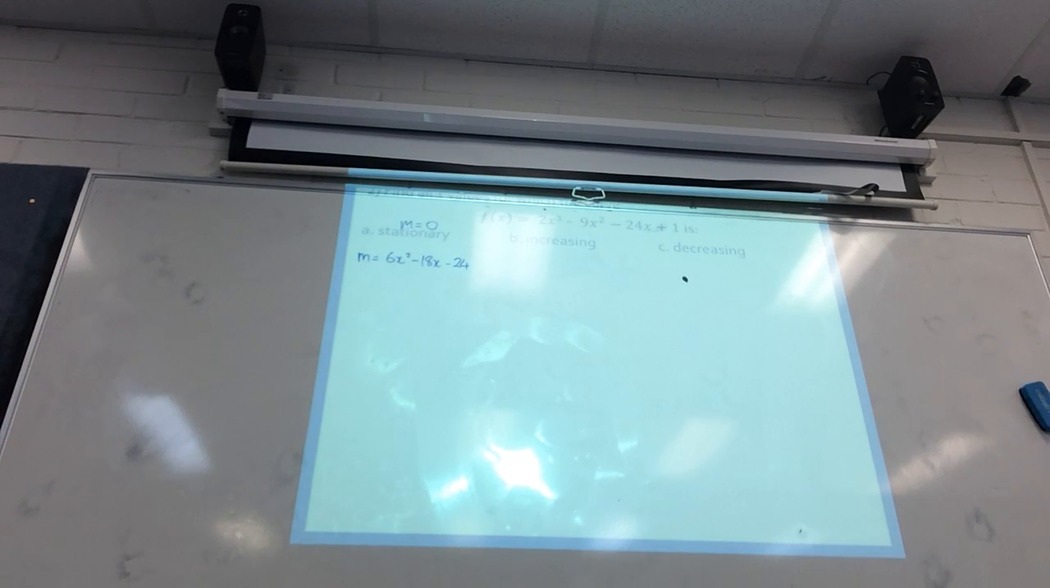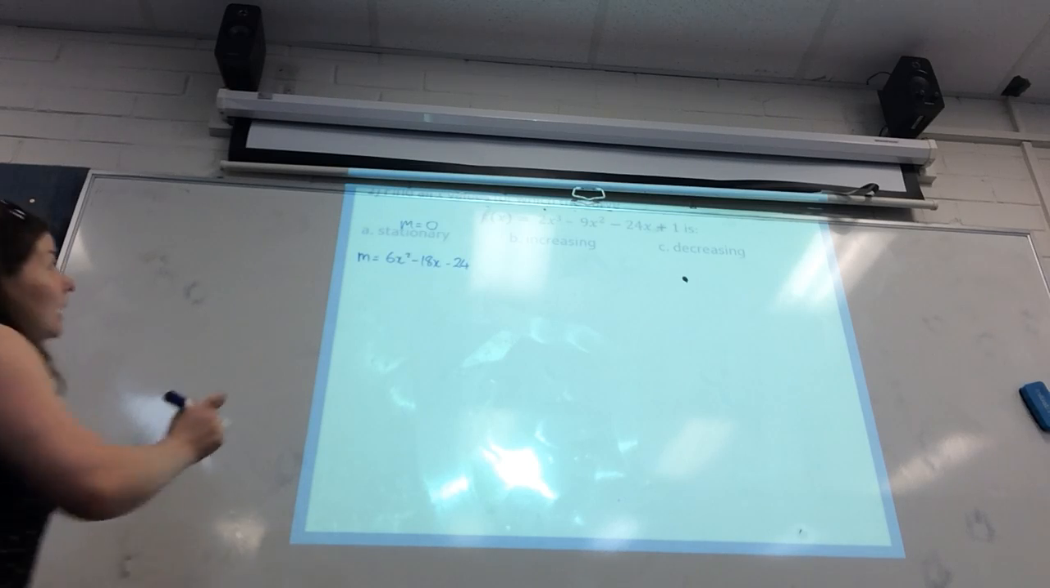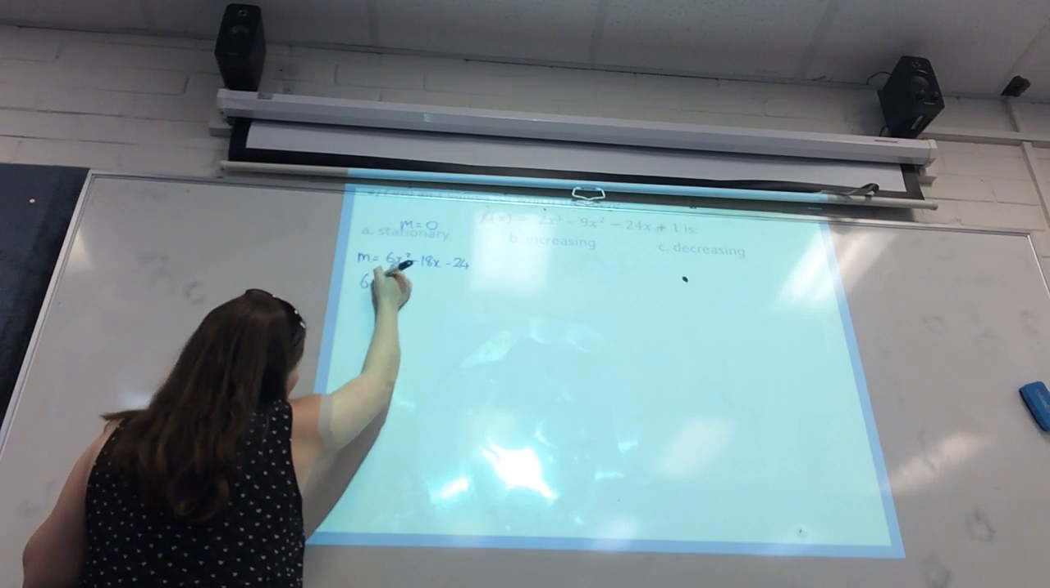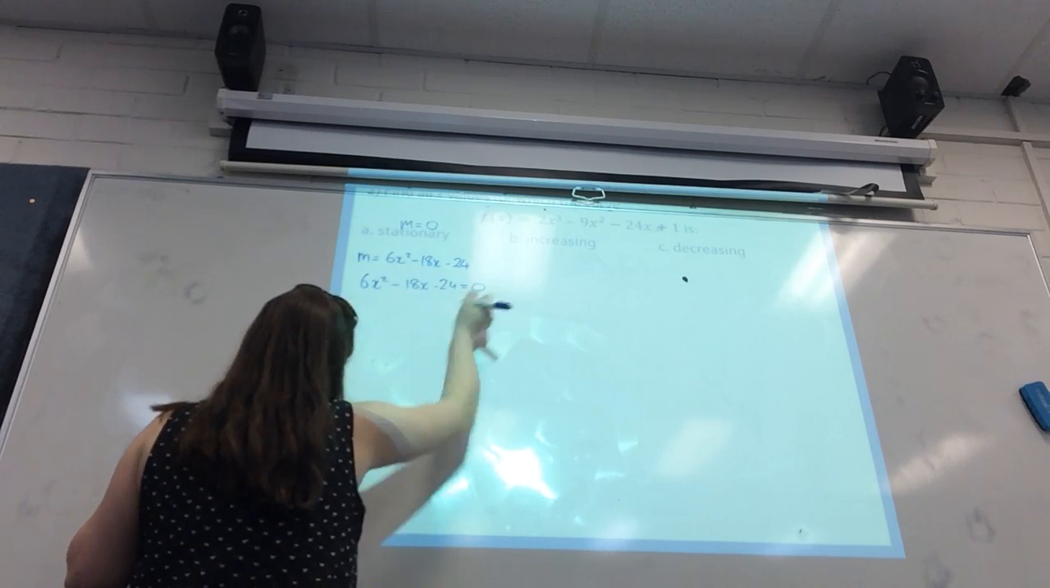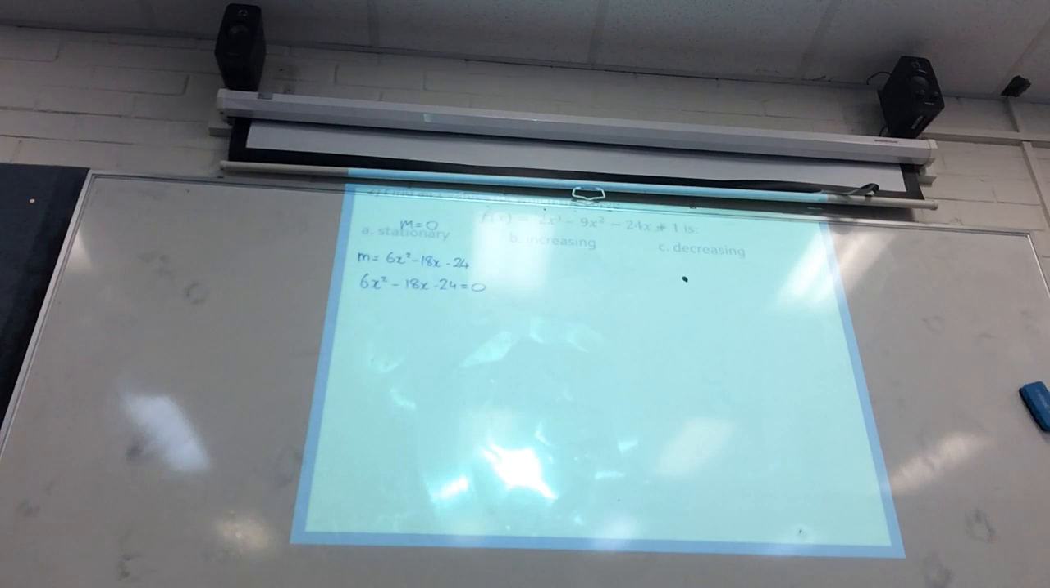Okay, so the gradient is, I will usually try to write m equals when I'm thinking graphically because it helps me to be in that frame of mind. I want it to be equal to 0. Now, before we go solving this, what's going to make this much easier for us? Divide both sides by 6, okay?